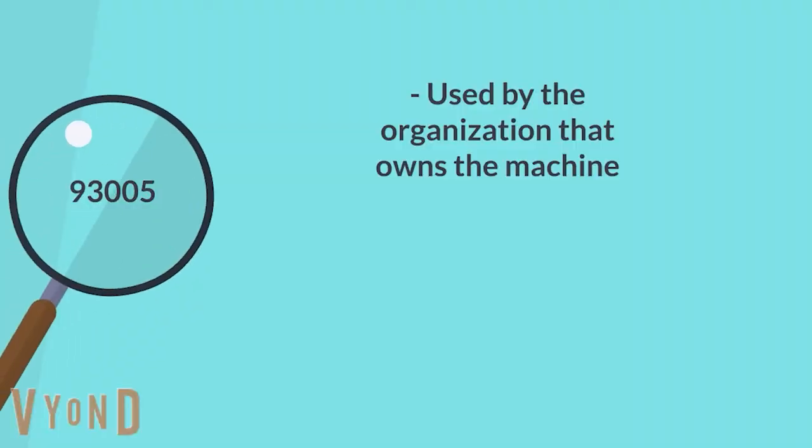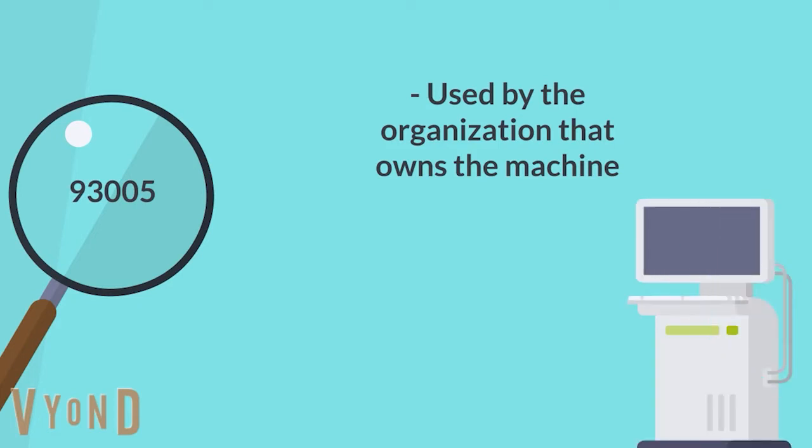Next, we have CPT code 93005. This code is going to be used when an organization owns the machine. You can see here that we do not have the component of an interpretation or a completed report from a physician. This may be a separate organization that owns the machine than the organization that is completing the EKG.